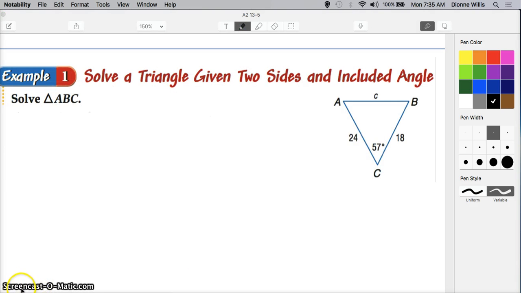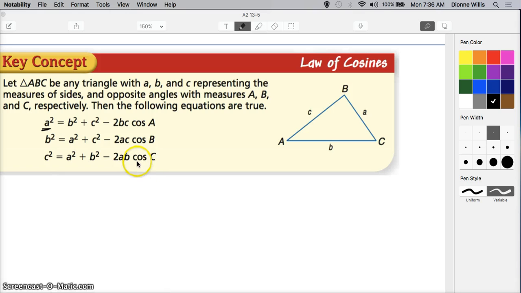So in example 1, we're going to solve a triangle given two sides and an included angle. So you see what we have here. Let's write down what we have and make note of what we don't have. So I jotted down what we have and what we're looking for right over here. And what I want you to observe is that the angle that we're given is angle C. That should really help us narrow down which formula we're going to use. We go back to our law of cosines. We see having angle C and sides A and B can provide us with side C in this form. So let's go ahead and use that.